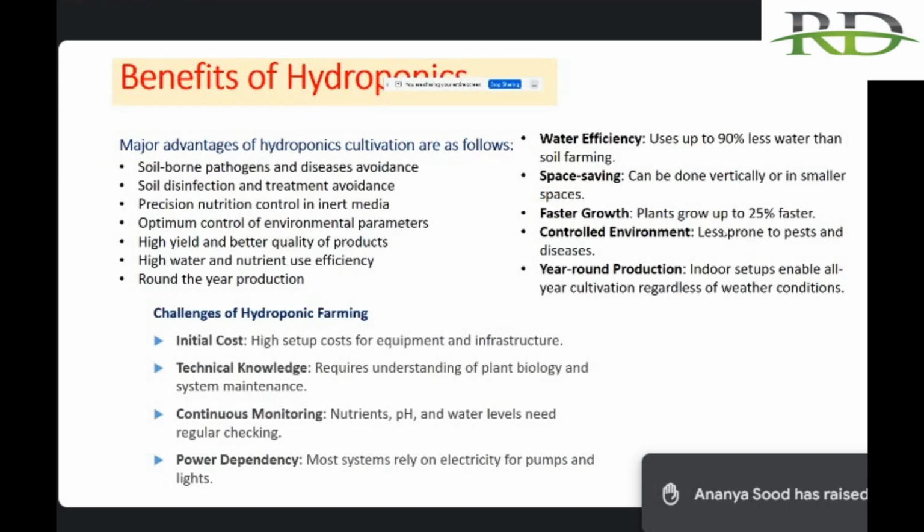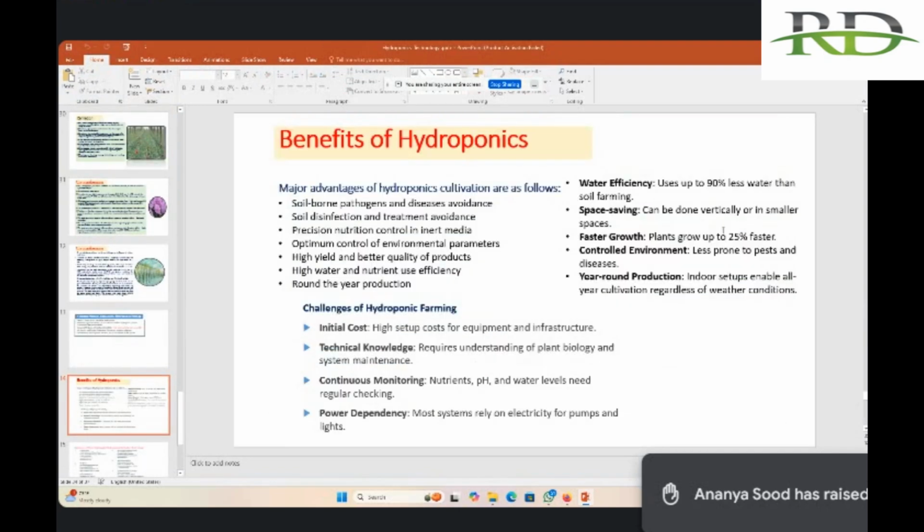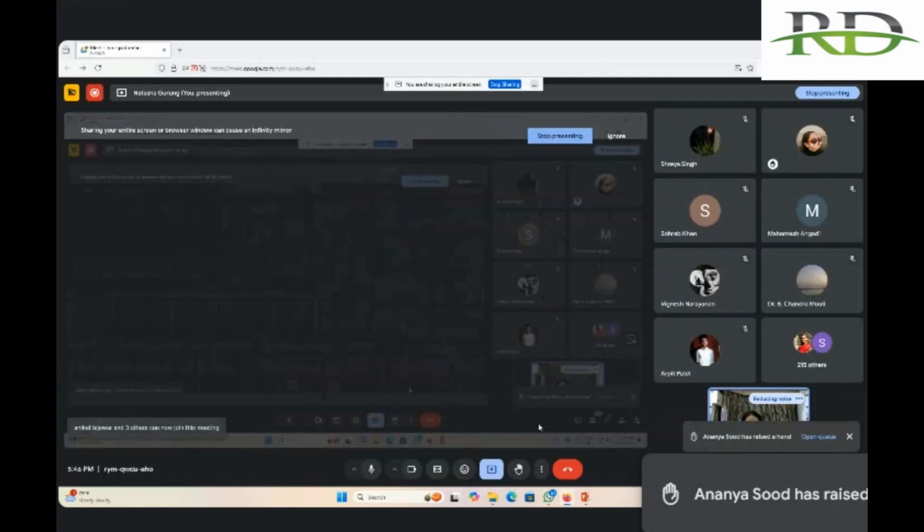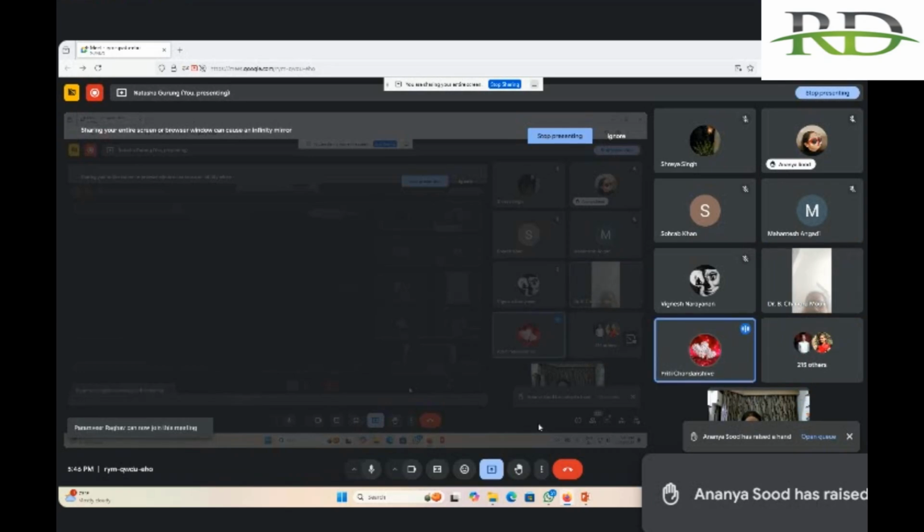So benefits. I think the participants will be telling me about the benefits. Yes, participants. What are the benefits? More productivity of the crop. High yielding. Yes, good. It helps reduce the use of pesticides. Yes, very good.